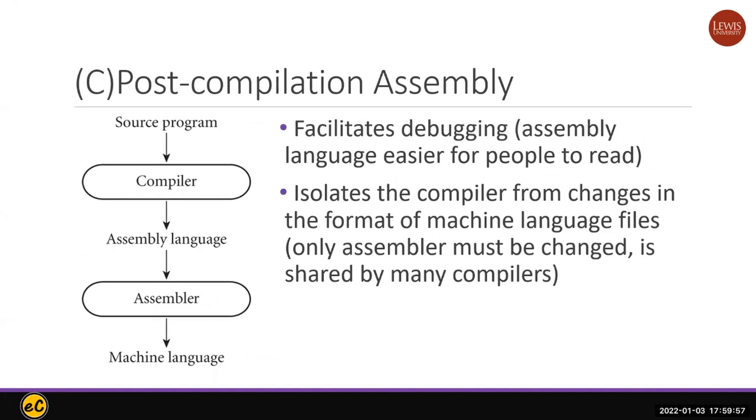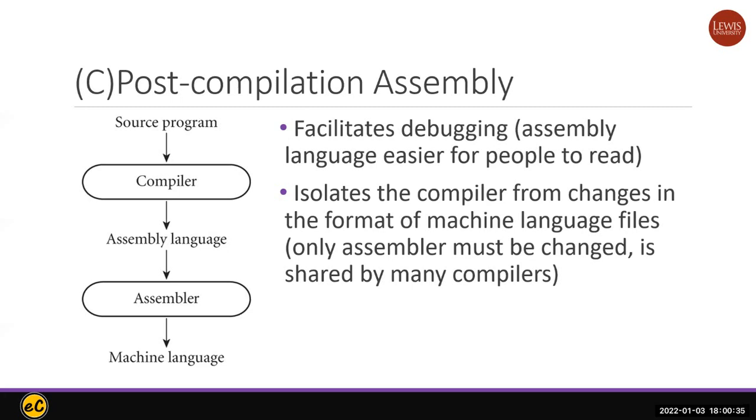Strategy C, post-compilation assembly. So you can compile the source code into assembly, not really the object code, okay? And then you use an assembler to put them together into machine code. So that's called post-compilation assembly. This one is okay. It will facilitate debugging. Okay, so assembly code is easier for people to read than machine code.